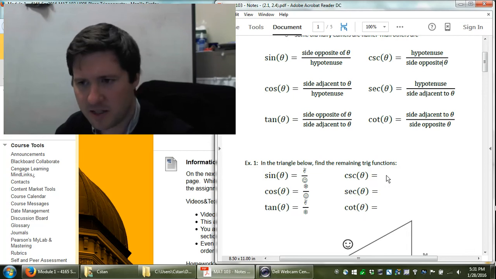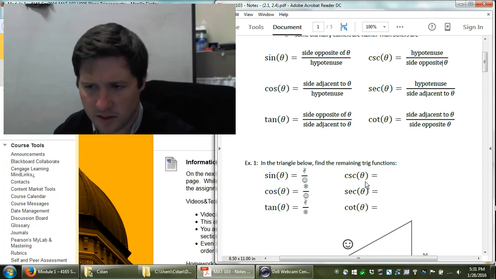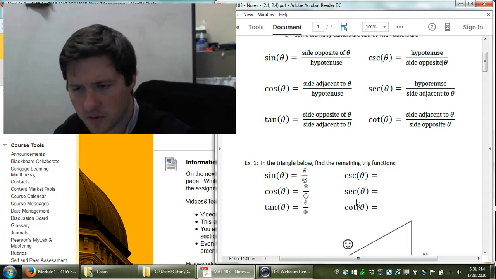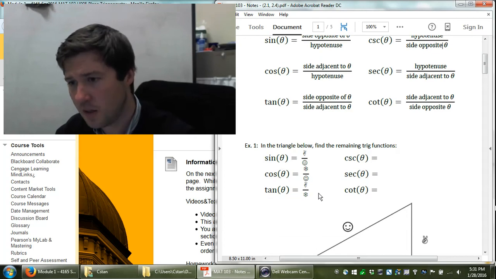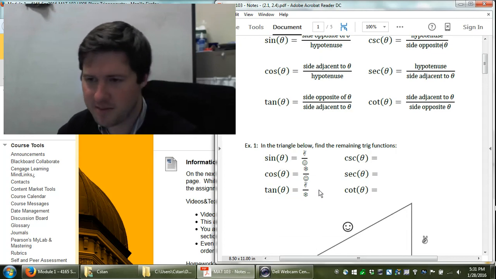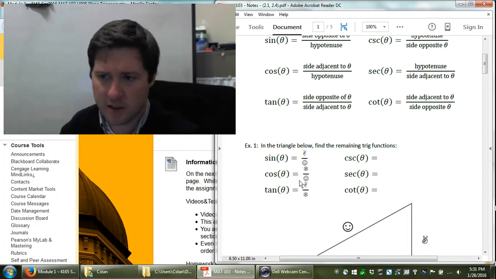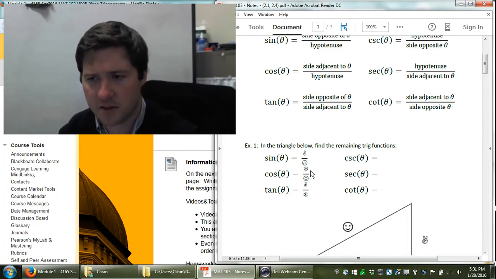Tangent is the opposite side divided by your adjacent side. So in our case, the opposite side is the peace sign, and the adjacent one is the snowflake. So peace sign divided by snowflake is our tangent. Now these I left blank.